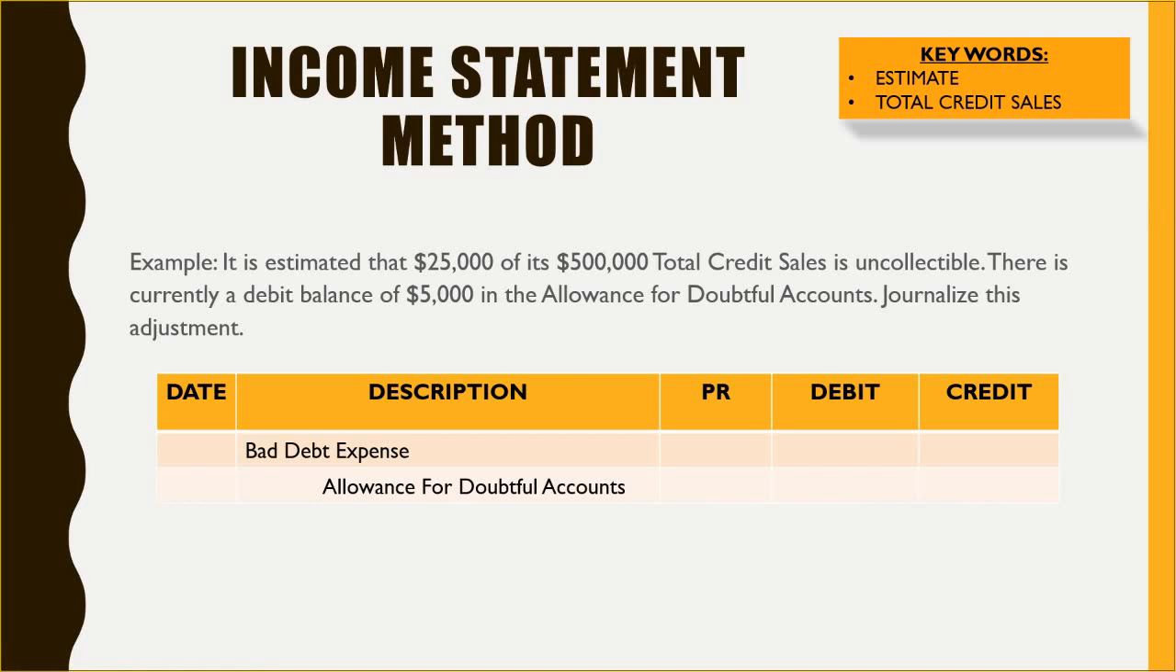Once I establish that total credit sales is there, that means it doesn't matter what balance I have in the allowance for doubtful accounts. All I care about is the total credit sales. So in this case, I would just take the estimated amount of 25,000 and that's it.